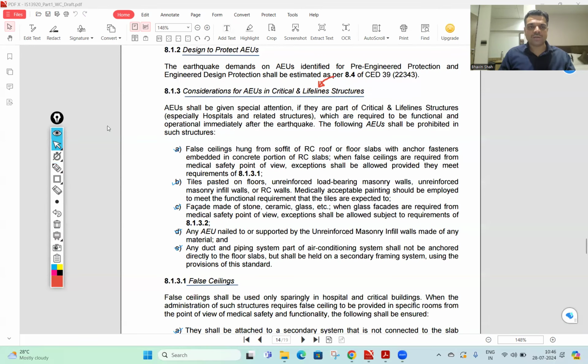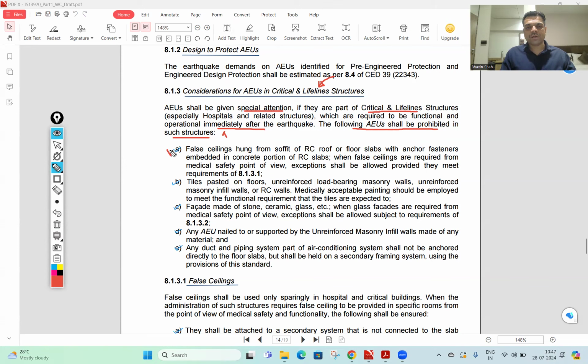So what it says here is that AUs shall be given special attention if they are part of critical and lifeline structures, which are required to be functional and operational immediately after the earthquake. So all the AUs shall be functional. Then the hospital, or such a critical structure, would be under operational stage. So for that purpose, stringent requirements are defined here specifically for the AEUs. It says the following AEUs shall be prohibited in such structures.